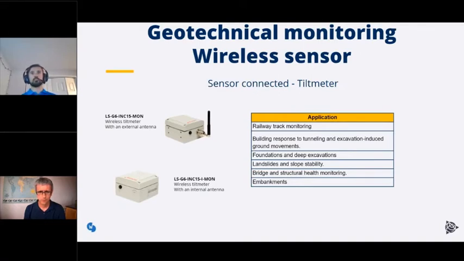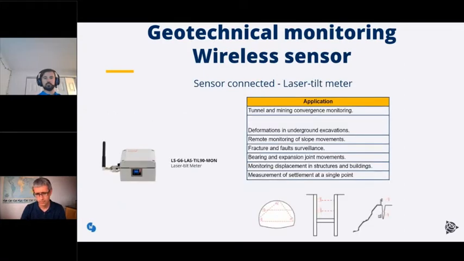Maybe in the next presentation I can add another slide to talk about the different supports we have. Worldsensing provides a lot of supports to install it flat, on the floor, or with a bracket, for example, like this. All these supports are compatible with laser and also with the tilt meter. The laser tilt is used in tunnels for tunnel convergence and underground deformation, remote monitoring for slope, fracture and fault surveillance, bearing, expansion joint, and monitoring displacement and settlement. It's very efficient. I think the range is around 300 meters.